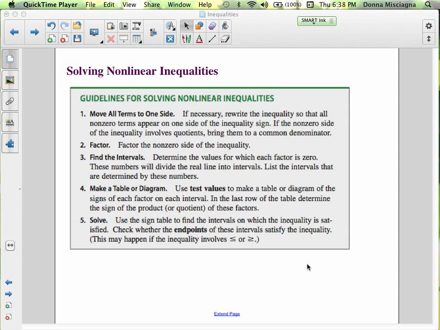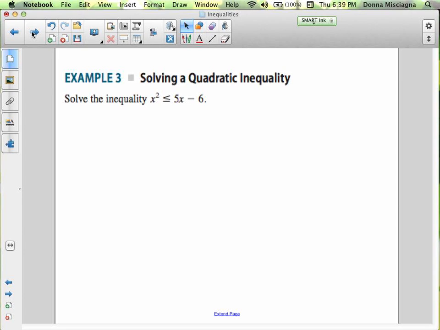And finally, solve. Use the sign table to find the intervals on which the inequality is satisfied. Check whether the endpoints of these intervals satisfy the inequality. This may happen if the inequality involves a less than or equal to or greater than or equal to. So let's take a look at our first problem. And I think it'll make more sense when you see the steps in action.